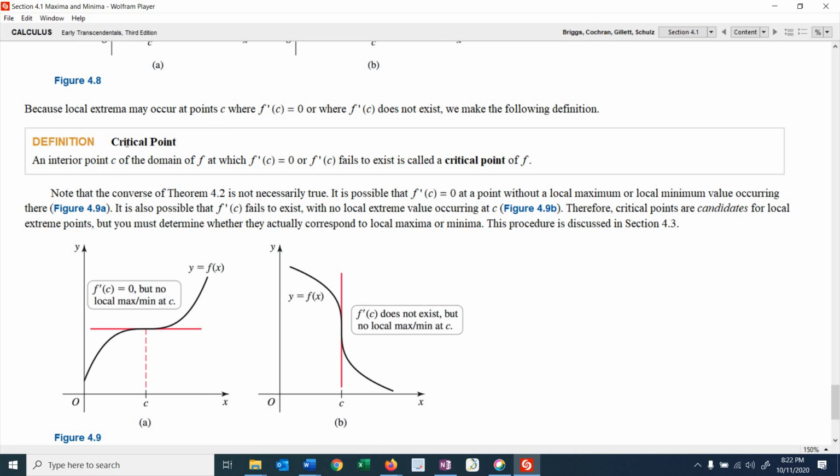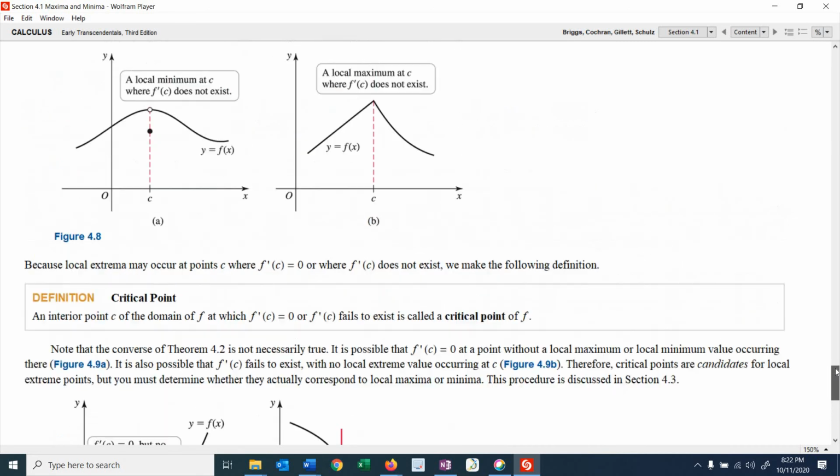So notice that in order for you to have a critical point, c must be an interior point in the domain. It cannot be an endpoint. So that's the first thing you should be aware of. The other thing is you must have f prime of c either be equal to 0 or f prime of c does not exist. If either of those occur and you have an interior point for c, then that's called a critical point.